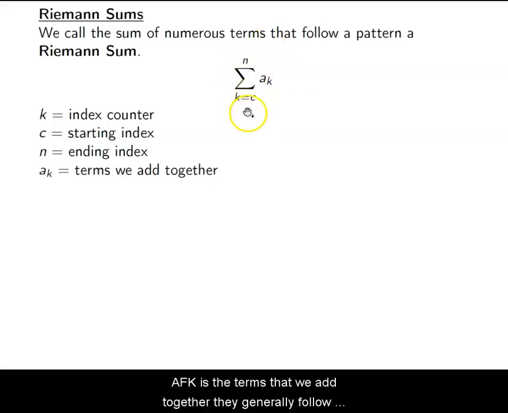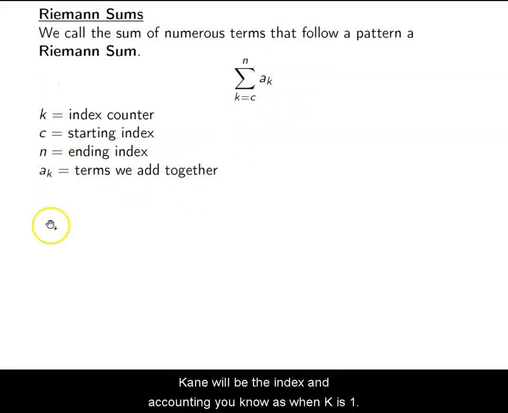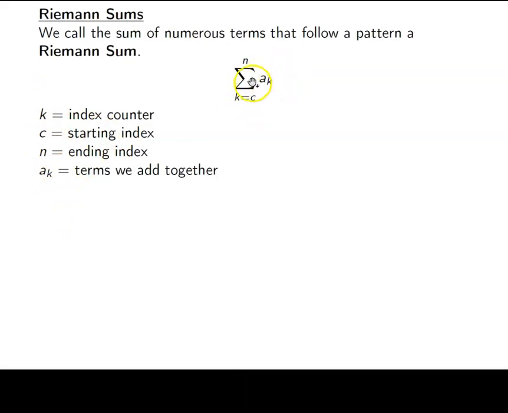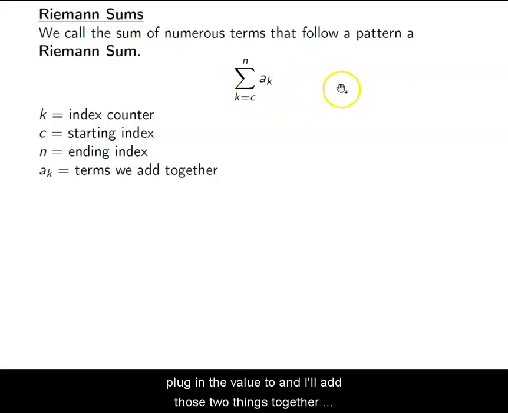A of K is the terms that we add together. They generally follow some sort of formula. K will be the index that I'm counting, as when K is 1, for the first term, everywhere I see K, I plug in 1. For the next term, K bumps up to 2. Everywhere I see K, I plug in the value 2, and I'll add those two things together. And then 3, and then 4, and then 5, and then 6, all the way up until N.